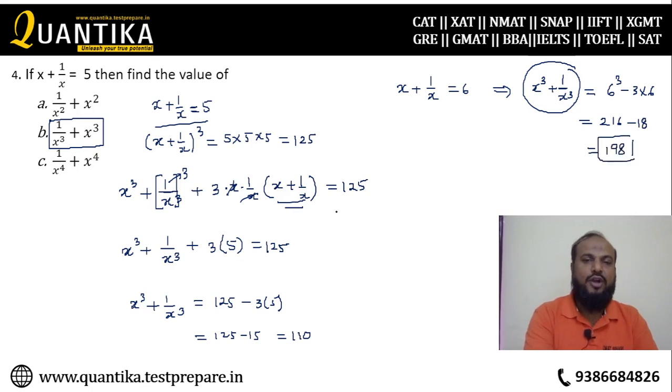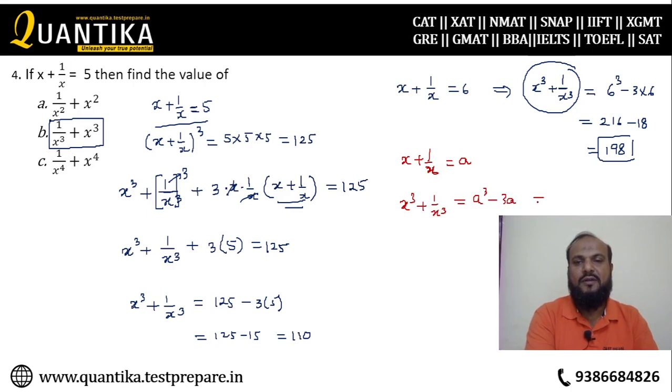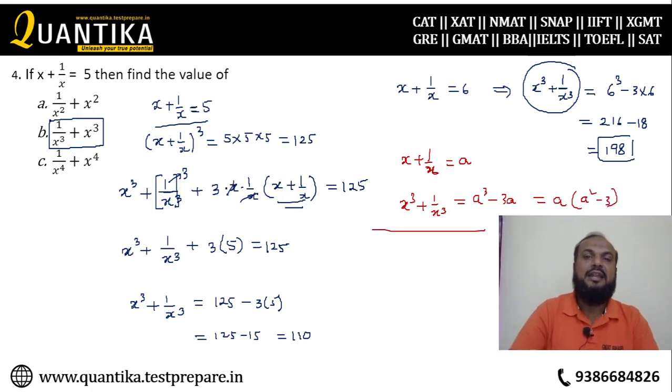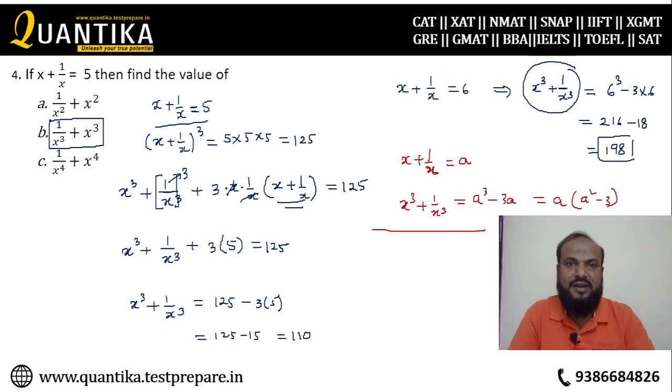Okay. So what I request you is to memorize this. If x plus 1 by x is equal to a, not 5, 6, 7, then x cube plus 1 by x cube will be equal to a cube minus 3a, or a within bracket a square minus 3. So this will help you in the questions that we will practice in the subsequent videos.